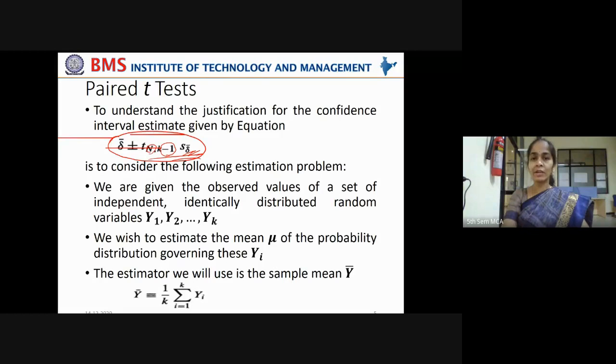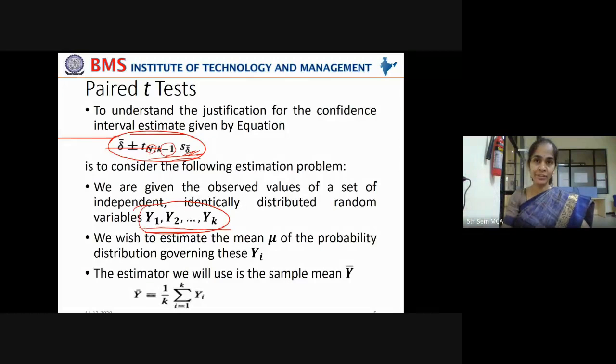Now, how to consider this as an estimation problem? Let us see. We are given the observed values of a set of independent identically distributed random variables. Identically distributed means they are drawn from the same distribution, and they are drawn independently. One draw doesn't influence the other draw. One picking up of the point doesn't influence picking up the other point.